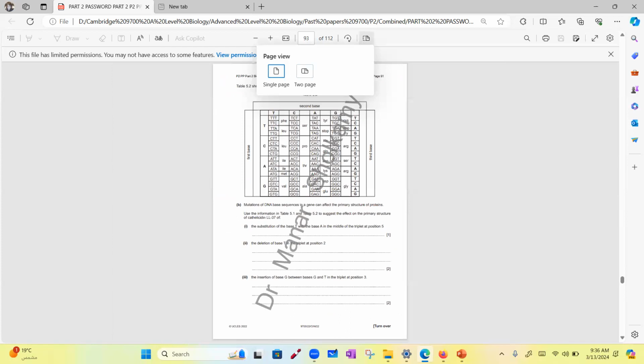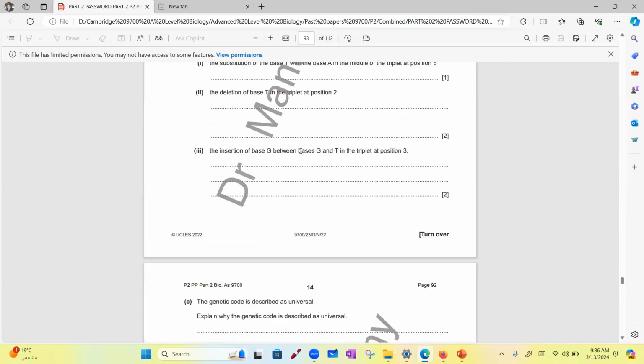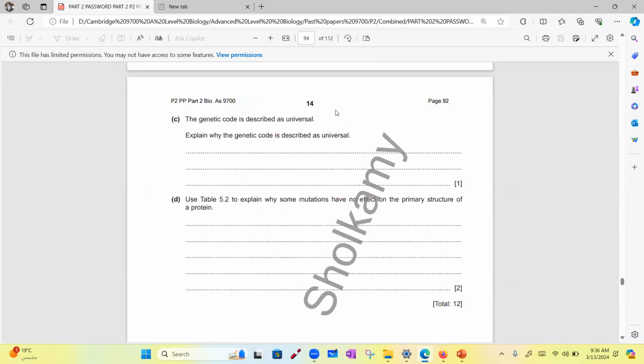Here they ask you about the deletion and the types of mutation. Good. And then here, explain why the genetic code is described as universal. Explain why some mutations have no effect on the primary structure of the protein. Universal means what you tell me. We talked about the genetic code and its 3 characteristics. We said it is universal, it's degenerate, okay? And they're non-overlapping, okay? Now, described as universal, what will you say here?